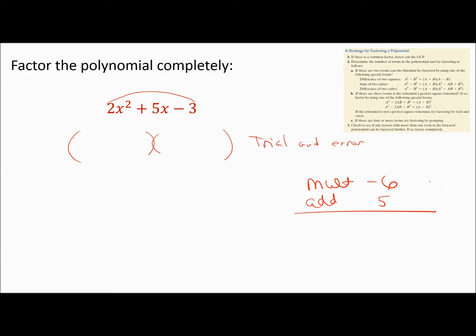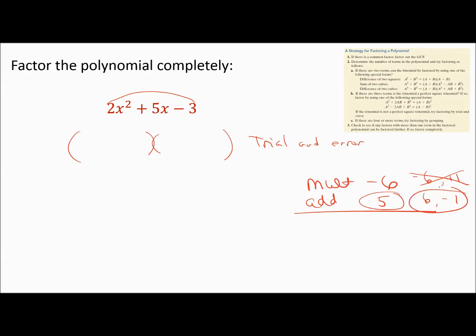Now let's think about all the things that multiply to be -6, like a 6 and a 1, but to be negative, one's positive and one's negative. So if I did a -6 and a +1, that's not going to work, right? Because that adds to be -5. So that's out. What if I did a +6 and a -1? Hey, that does add to be +5. So those are our two numbers.